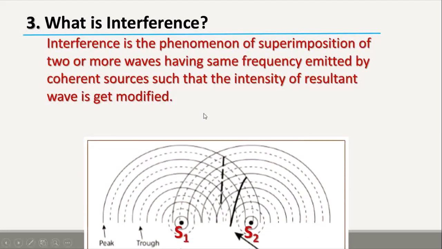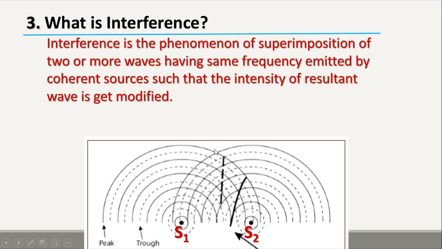I am going to show you a diagram of a typical interference, where I have taken two sources, S1 and S2. Both S1 and S2 are emitting light waves and they are propagating in one particular direction. I am showing a thick line as a peak or crest, and the trough is indicated by dashed lines.